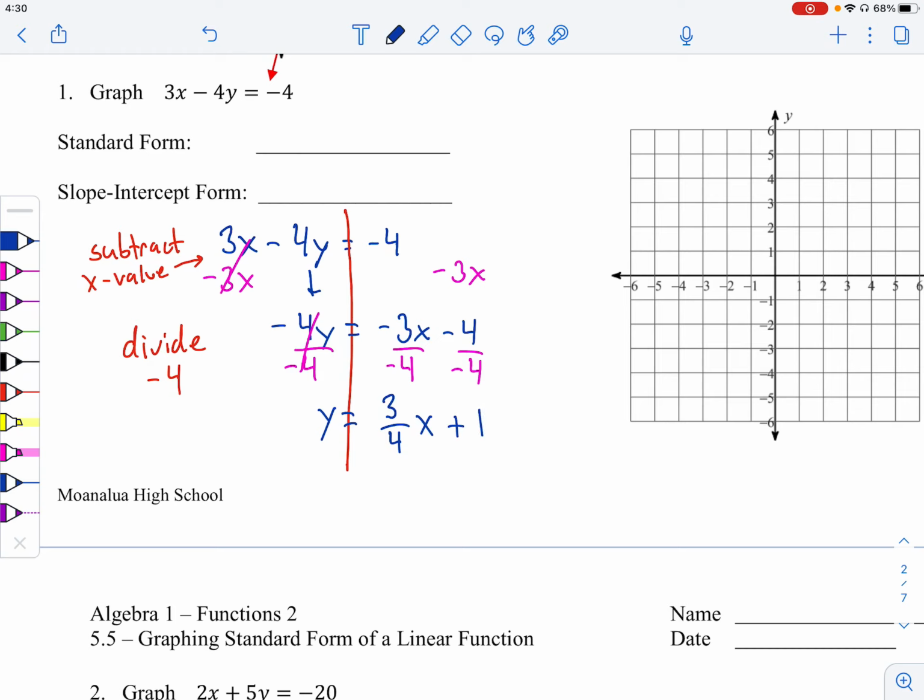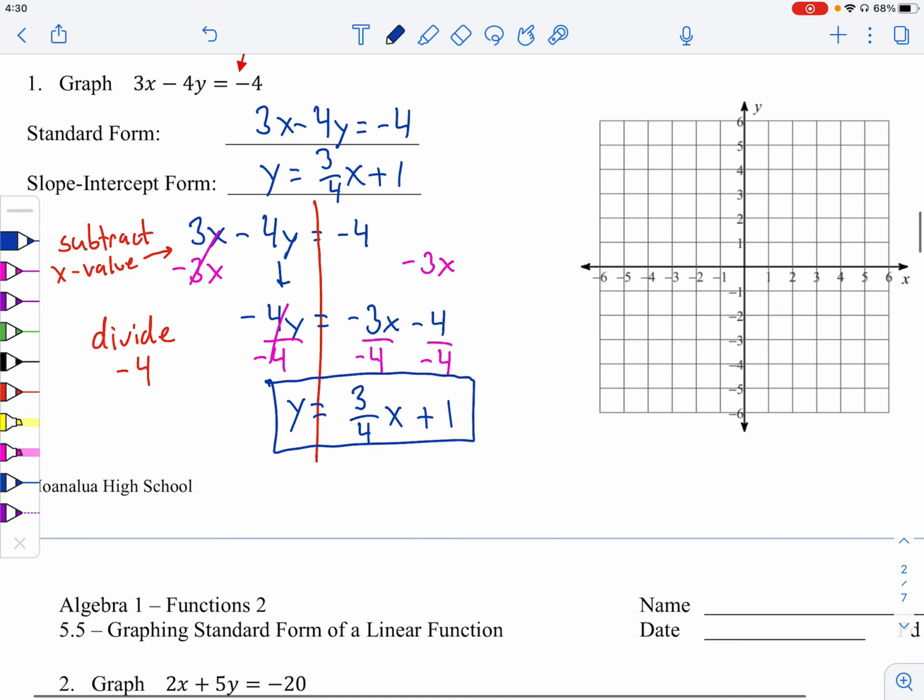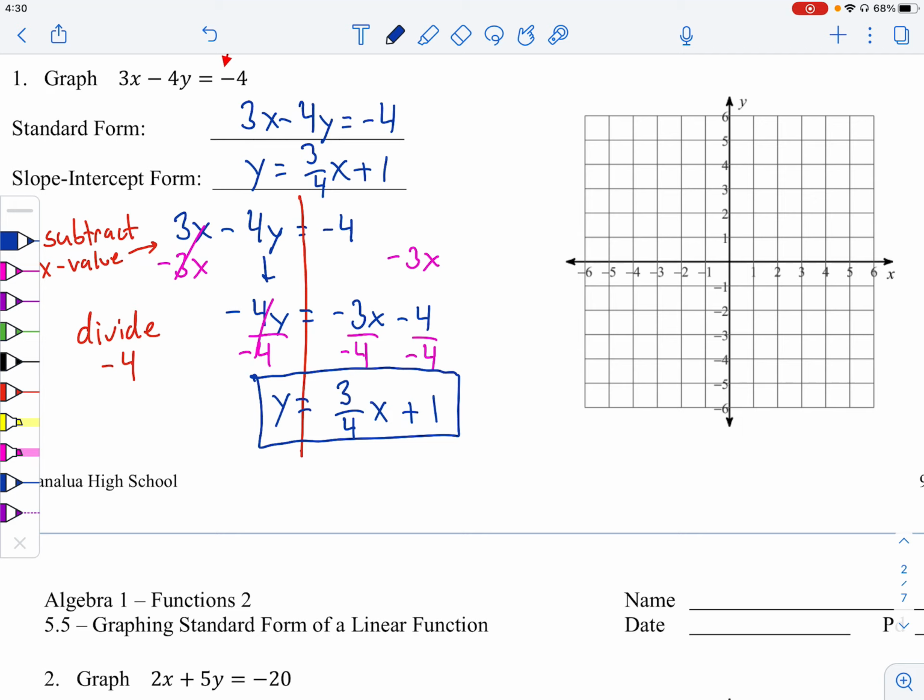So we subtract whatever x is, and then divide by the coefficient of y, and this is our slope-intercept form right here. Our standard form was given, 3x minus 4y equals negative 4. Our slope-intercept form is y equals 3/4 x plus 1. So that's our two forms. And then from here, we can compare it: y equals mx plus b. Our m is 3/4, our slope.